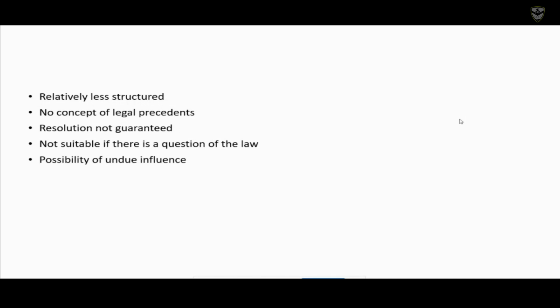In short, ADR mechanisms have their own advantages and disadvantages. While they are quite beneficial in many cases, they may not work for all situations. And with this, we have completed the introduction to ADR.